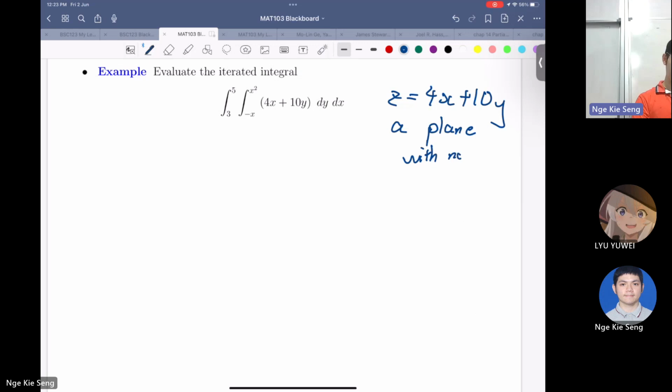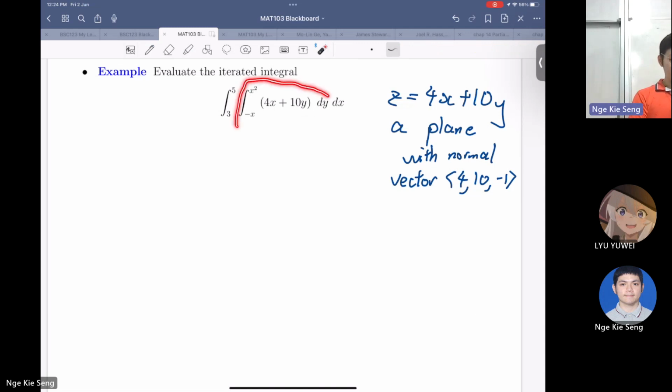It's quite important that you can imagine this surface, because you can somehow see what you are computing. Otherwise, you just look at a bunch of functions and numbers. So this is a plane with normal vector 4, 10, and minus 1. Where is the integration domain here? This question is actually not very precise, so I should better put the bracket here. With this bracket, you can see that when you integrate over dx, you are integrating over 3 to 5.